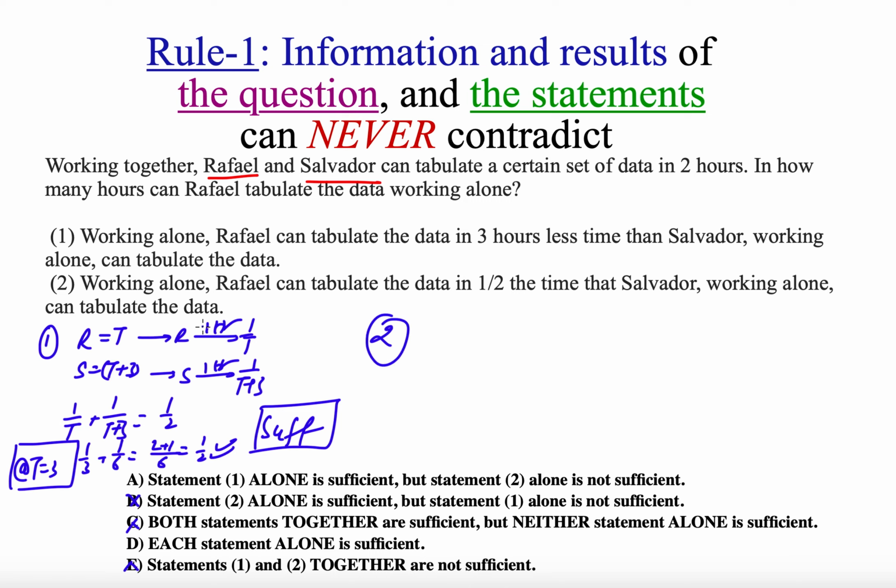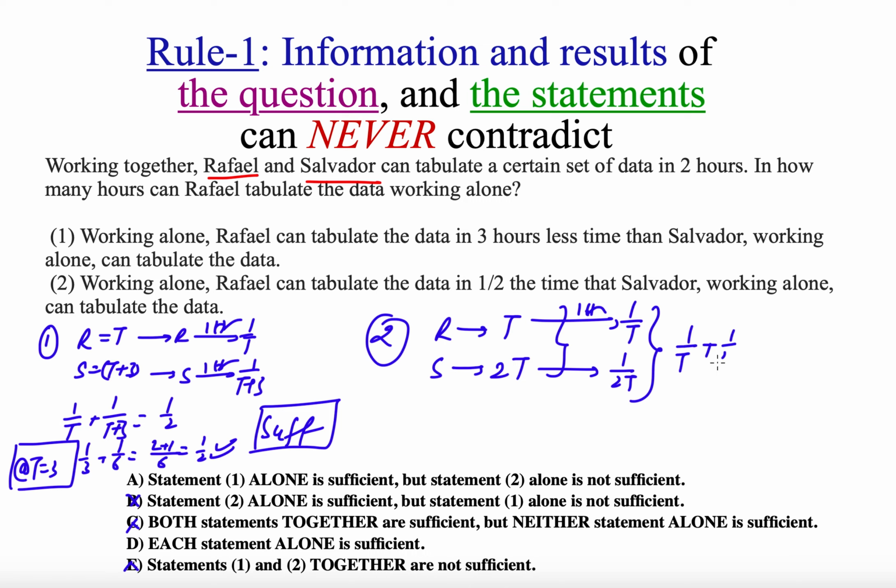The second statement: working alone, Rafael can tabulate the data in half the time that Salvador, working alone, can tabulate the data. Okay, if Rafael tabulates the data in half the time, that means if Rafael takes t time, then Salvador will take twice of t time, right? So the equation that we get is that Rafael's 1 hour job will be 1 upon t, Salvador's 1 hour job will be 1 over 2t, the combined rate will be 1 over t plus 1 over 2t, which is equal to 1 over 2.